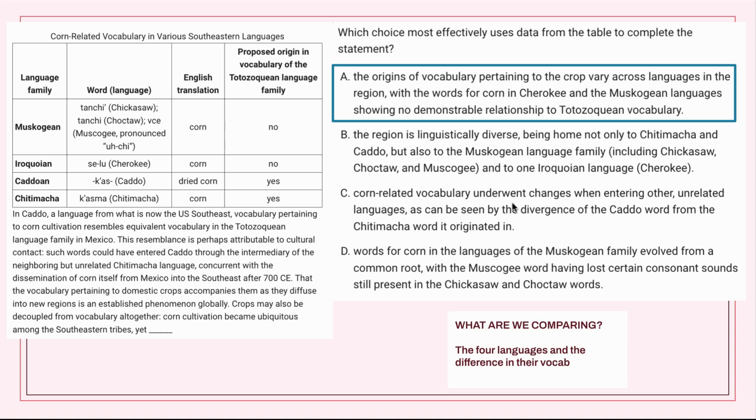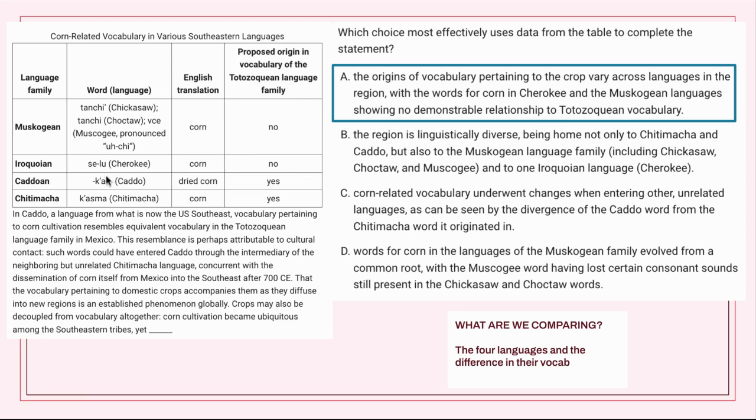C, corn-related vocab underwent changes when entering other unrelated languages, as can be seen by the divergence of the Caddo word from the Chitimacha word it originated in. Well, I don't think that's necessarily the point. I mean, it is true that the corn-related vocab might have gone through changes, right? But I think that the Caddo and Chitimacha words are the ones that are the most similar to each other. I think that's what it's trying to say here, that Caddo and the Chitimacha words are pretty similar to each other. It's just these other two language families here that we see. It's not the same, even though they're from the same region as Caddo and Chitimacha.